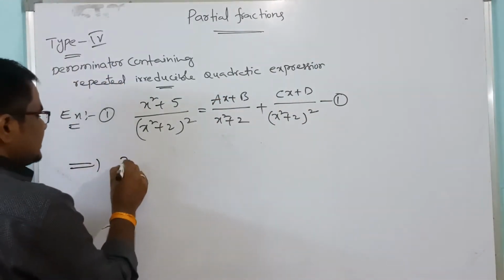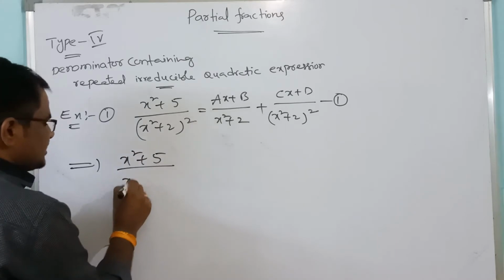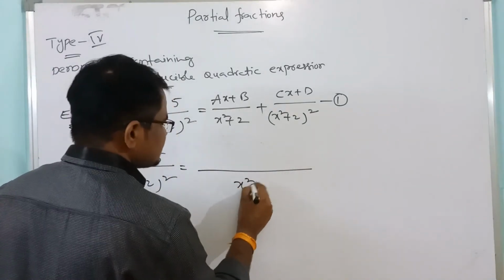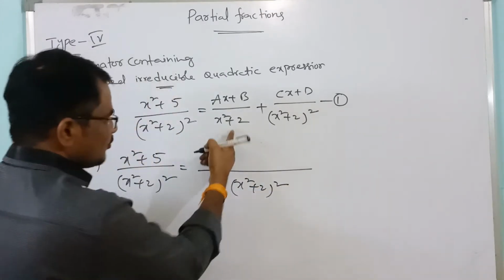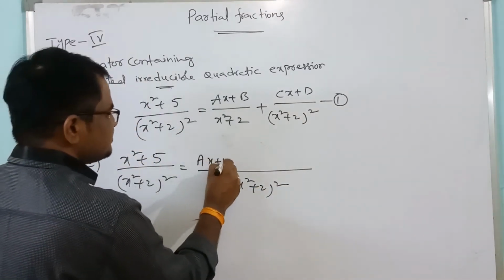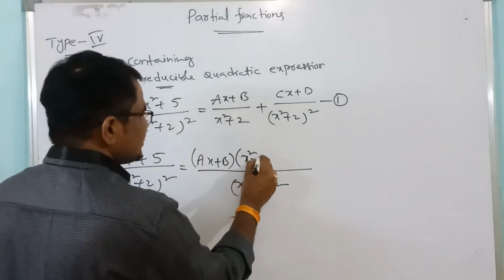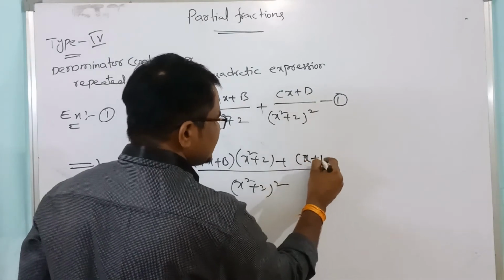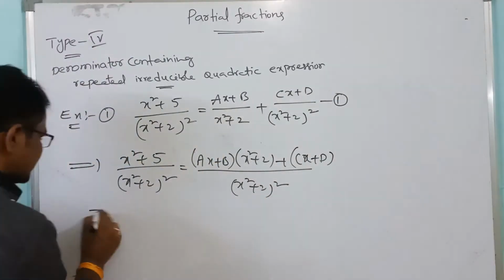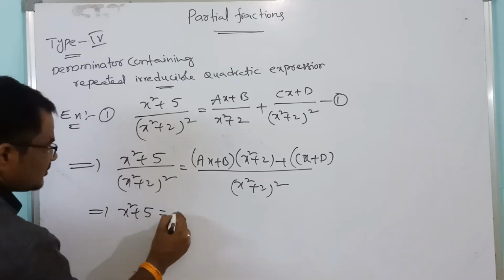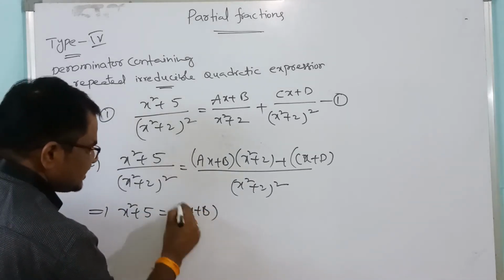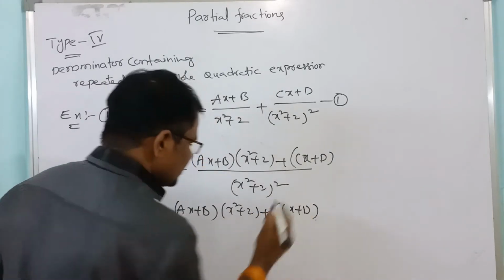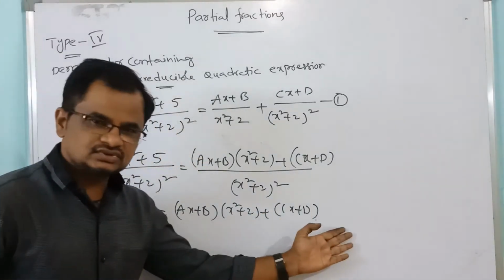Now that implies x square plus 5 divided by x square plus 2 whole square. Here take the LCM. LCM is x square plus 2 whole square. One time gets cancelled, ax plus b into x square plus 2 remaining. And here 2 times get cancelled, only cx plus d remaining. Right? Now if you compare numerators, x square plus 5 equals ax plus b into x square plus 2 plus cx plus d. Here there is no linear factor, so there is no substitution.